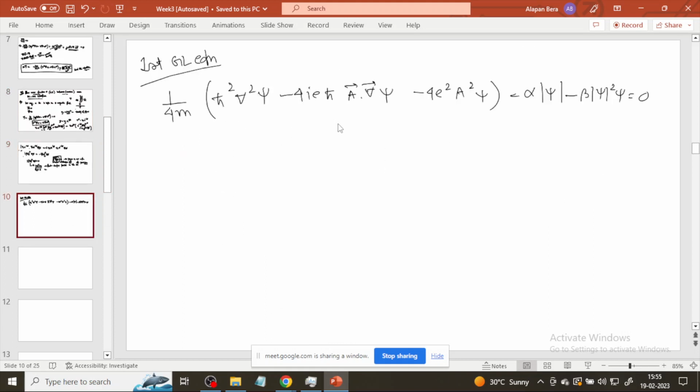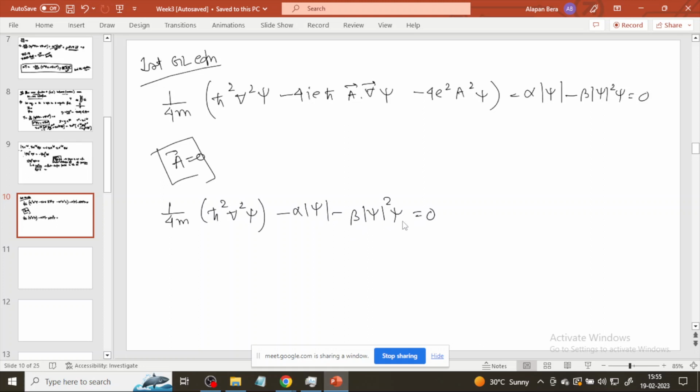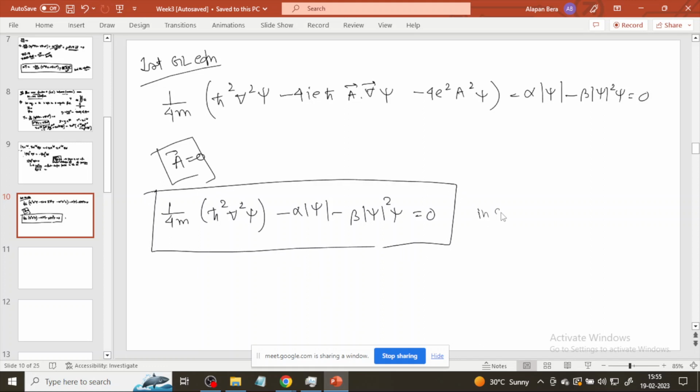Now we'll start with our first Ginzburg-Landau equation, and in the absence of magnetic field, we put A equal to 0 in this equation. So what do we get by putting that? h cut square grad square psi minus alpha psi minus, so this term is 0. Okay. So this is our modified Ginzburg-Landau equation in the absence of B or A, the vector potential, because they are related.